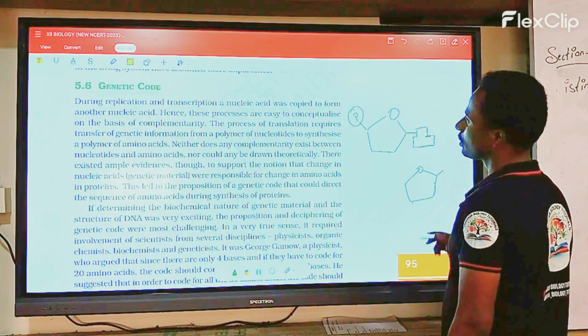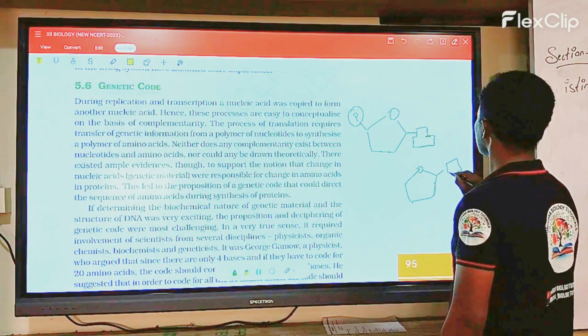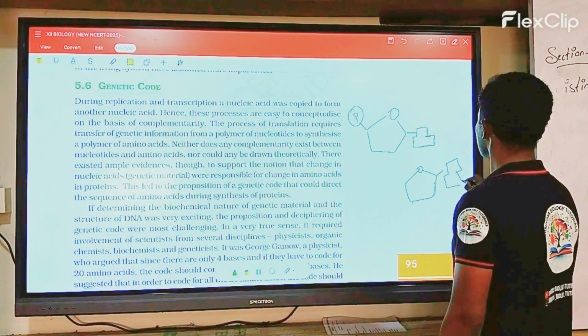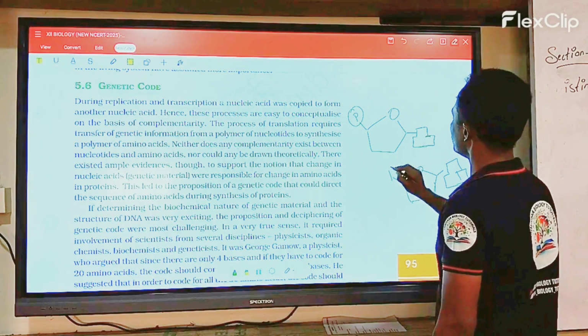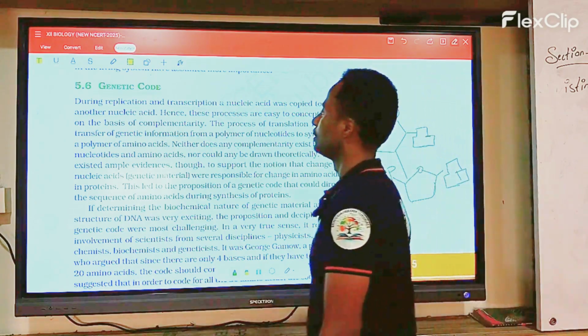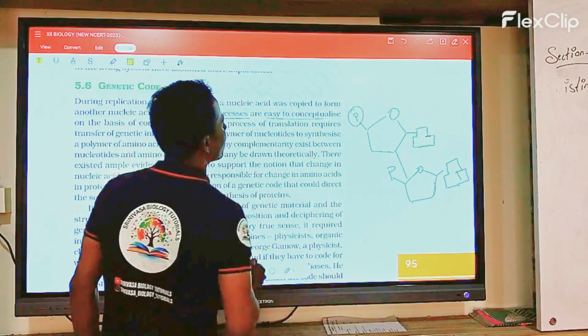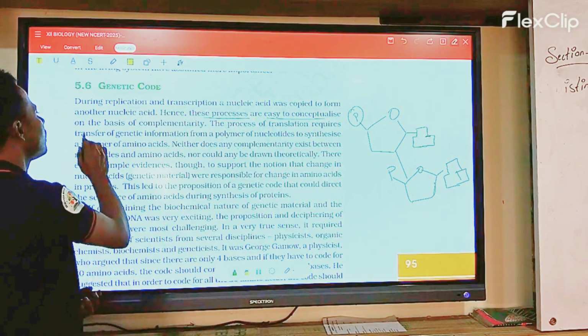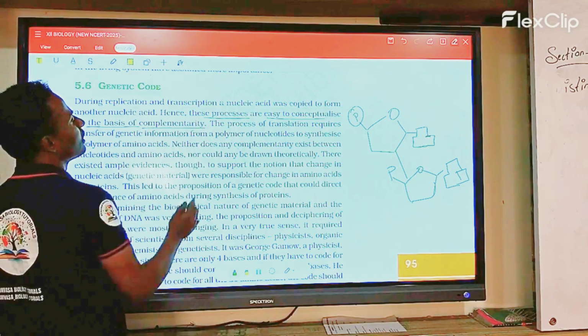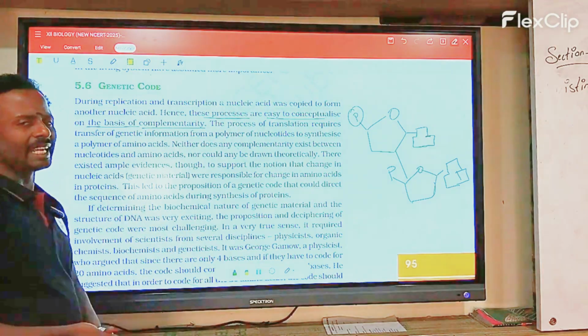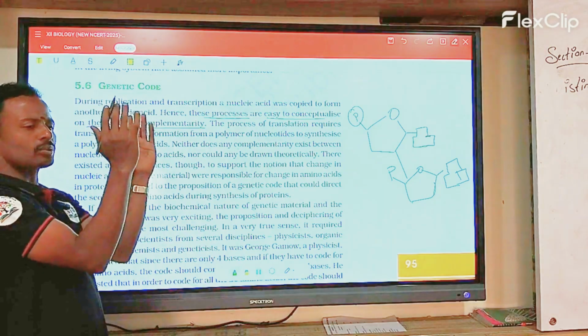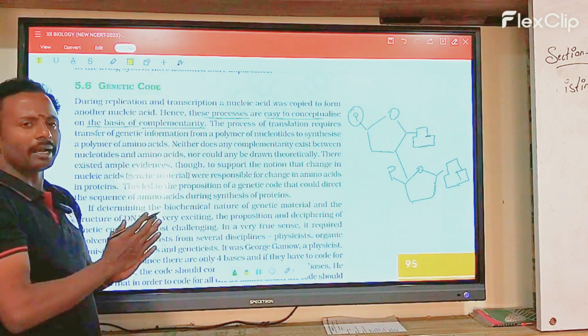This total process is called what? That is the genetic code. Hence, these processes are easy to conceptualize on the basis of complementarity. Means how does that take place? One strand and the two strands are anti-parallel.